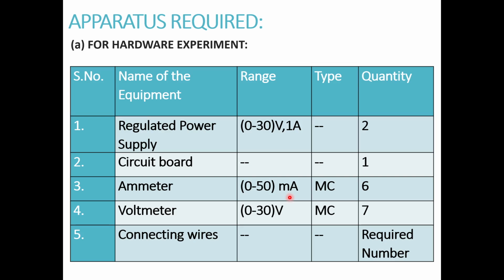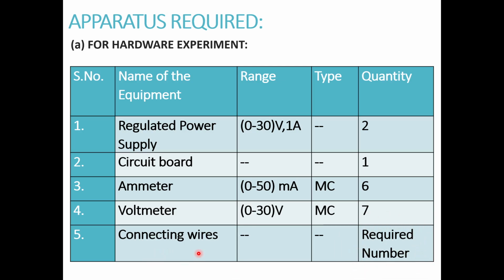Ammeter of range 0 to 50 milliamperes, moving coil type. MC means moving coil type. We need 6 ammeters, so quantity is 6. Voltmeter of range 0 to 30 volts, moving coil type, which we usually denote by the notation MC. So an MC type voltmeter means a moving coil type voltmeter. We need at least 7 voltmeters. Then connecting wires as per the requirement, so in quantity I have written required number.